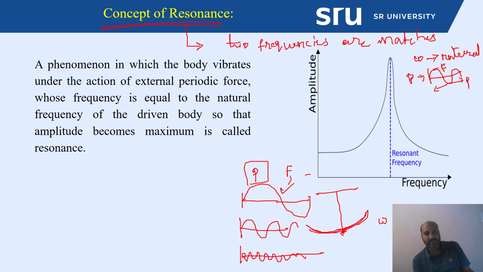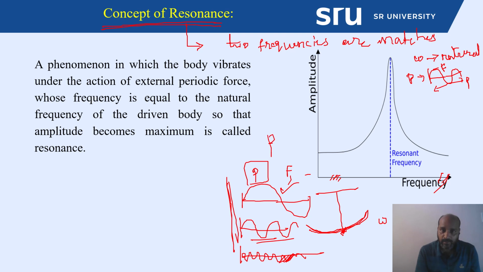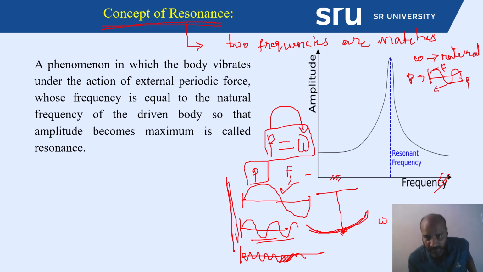Here the frequency of force is less, I mean, it's at lower values. Here the frequency of force is very large, I mean at higher values, right? And it is moderate. So somewhere this frequency of force p may be equal to the natural frequency of the oscillator. So out of all the possible values, somewhere the frequency of force will be equal to the natural frequency of the oscillator, where p is equal to omega.